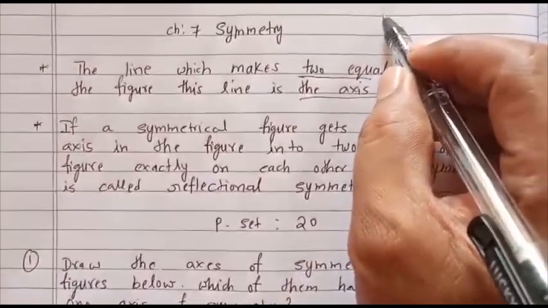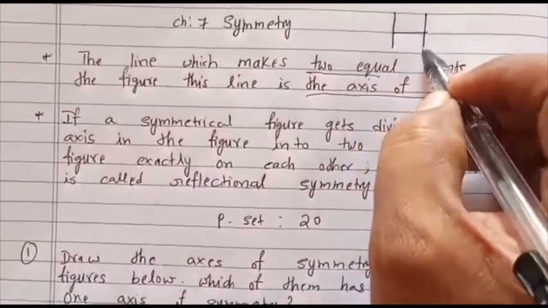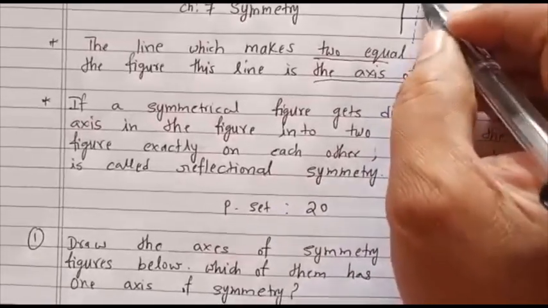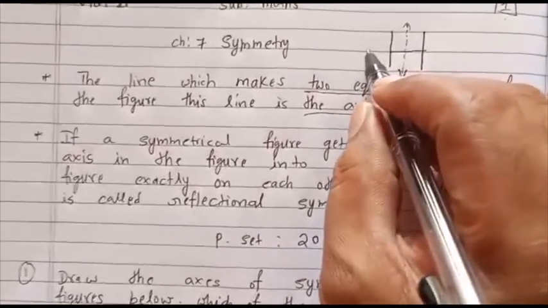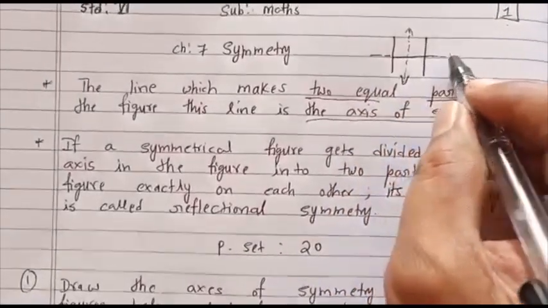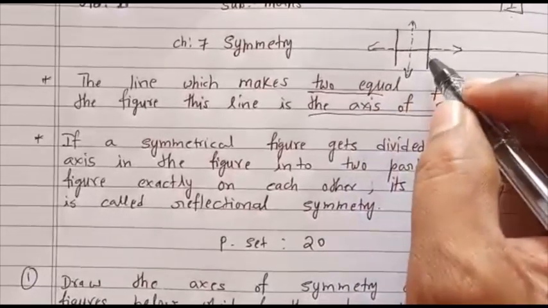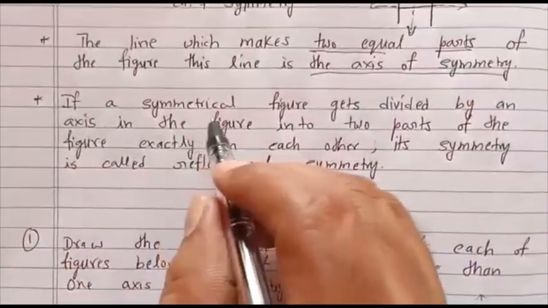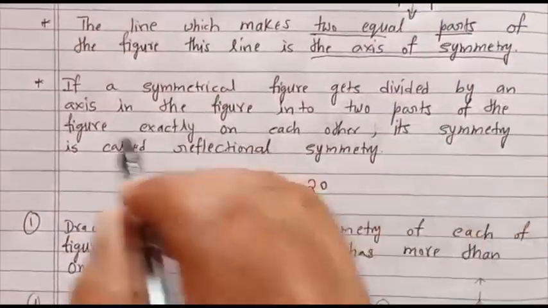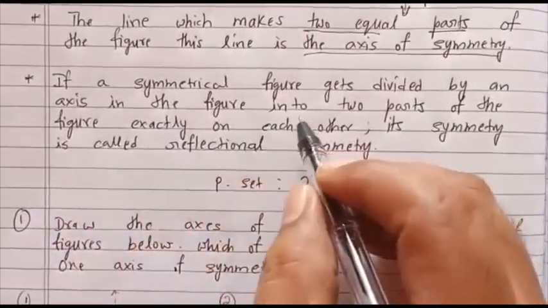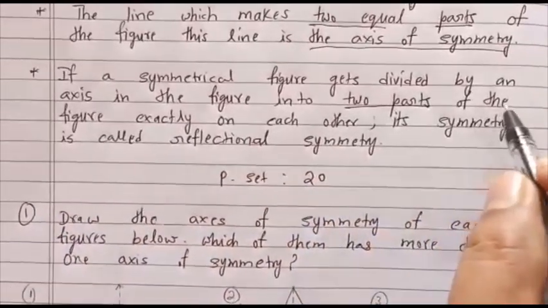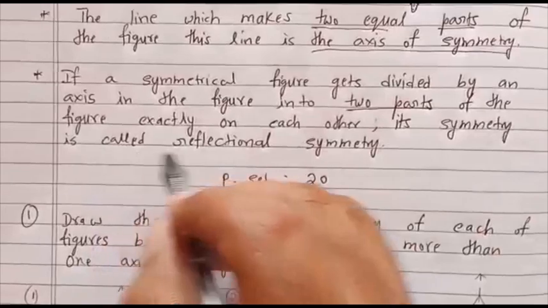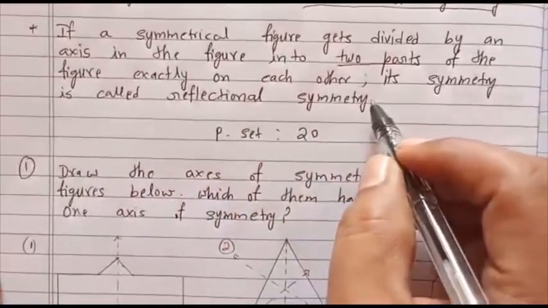For example, I take the letter H. So this is the letter H. If I draw a line here in the middle, this is also known as a symmetry axis. Similarly, if we draw horizontally, they exactly overlap. So this is known as what? Symmetry axis. If a symmetrical figure is divided by an axis into two parts that lie exactly on each other, its symmetry is called reflection symmetry.